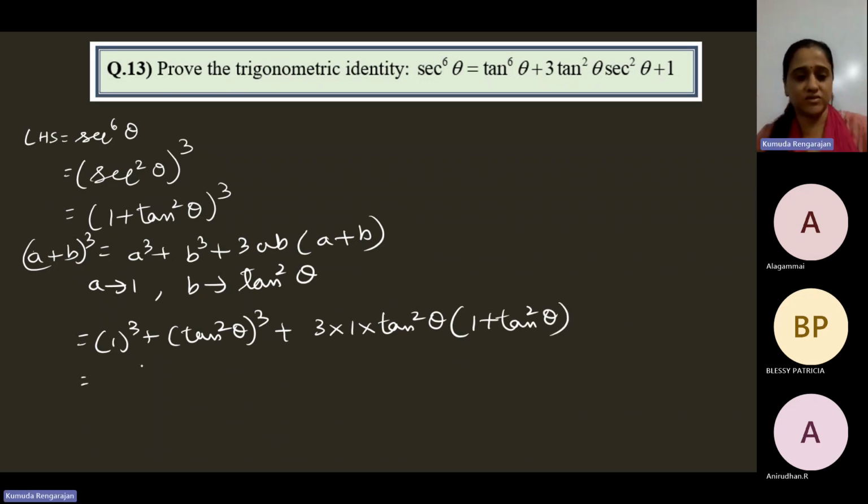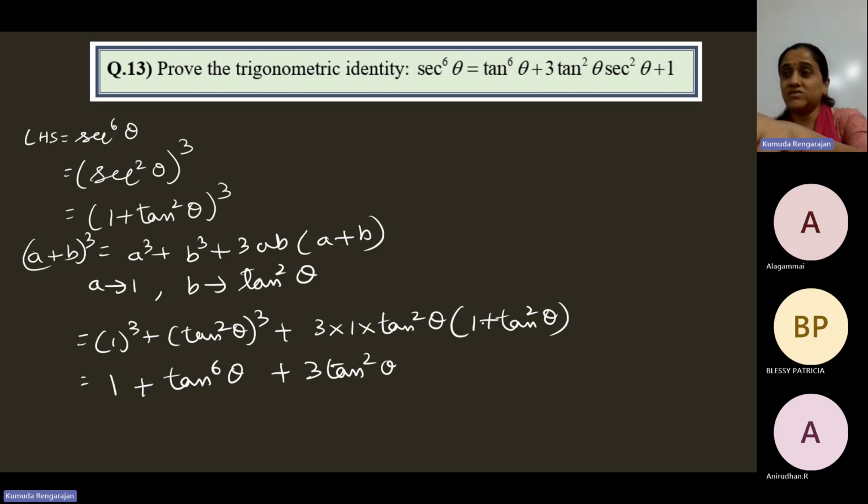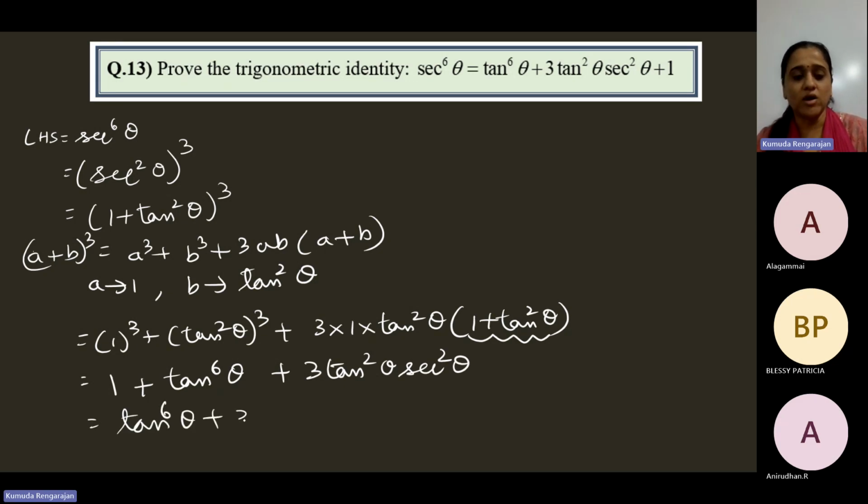Now keep looking at the RHS. 1, yes, we have 1 plus tan theta to the power 6, plus 3 tan square theta, we got it, but it's secant square theta, so 1 plus tan square theta should be written as secant square theta. Now just rearrange the terms like it's in the RHS. We've got all the 3 terms, just rearrange. Yeah, write down.